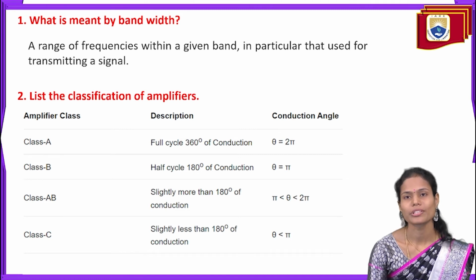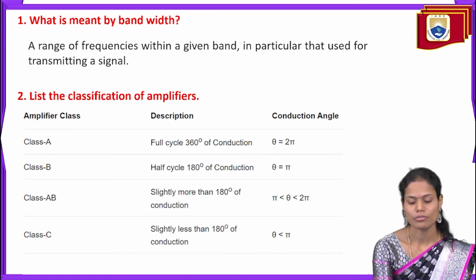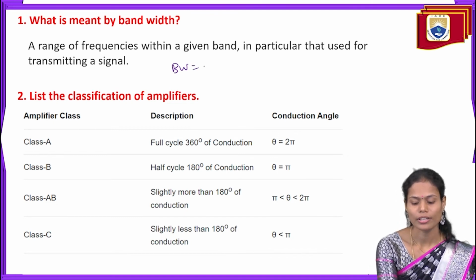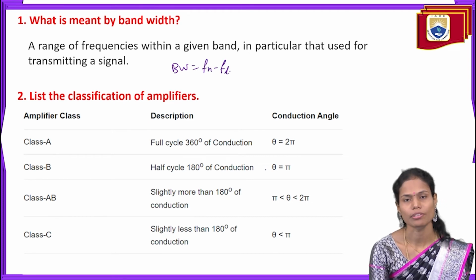So bandwidth is nothing but the range of frequencies within a given band that is used for transmitting a signal here. So generally, we calculate bandwidth from the upper cutoff frequency to the lower cutoff frequency here.